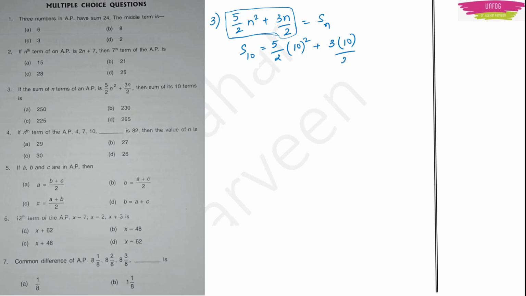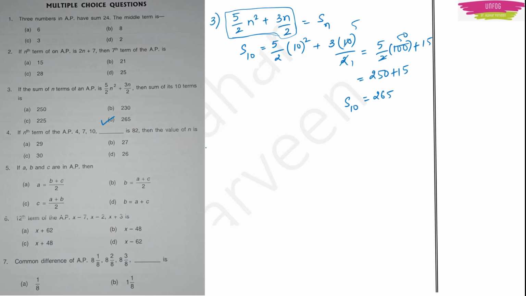10 by 2. So this will be equal to 5 by 2 into 100 plus, here only I can cancel, 2 ones are 2, 5s are 15. This will be equal to, again here I can cancel, 50. It will be 5 fives are 25. 250 plus 15. So my S10 will be equal to 265. Option D, in third, option D will be the right answer.